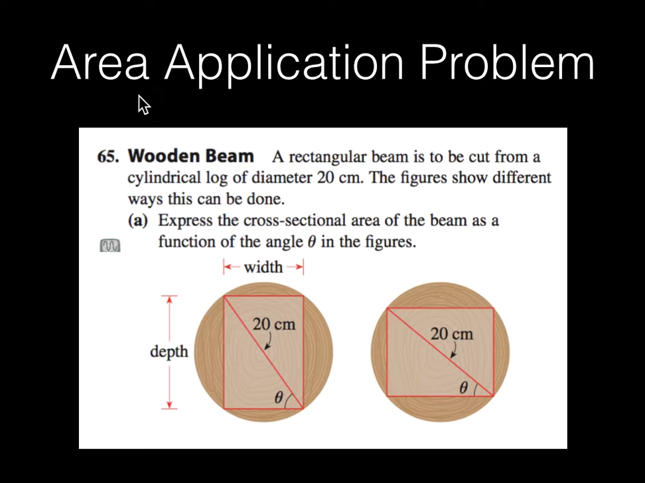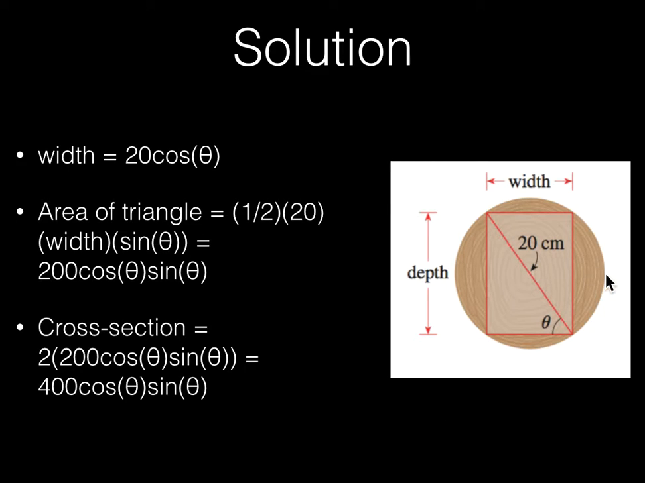So finally, we're going to have an area application problem. And this problem states that a rectangular beam is to be cut from a cylindrical log of diameter 20 centimeters. And these figures show different ways that this can be done, but the areas here are going to be equivalent no matter which way you cut it. And the problem is asking you to express the cross-sectional area of the beam as a function of the angle theta in the figures, so this angle right here. You can pause the video and try to solve it on your own, but here we have the solution.